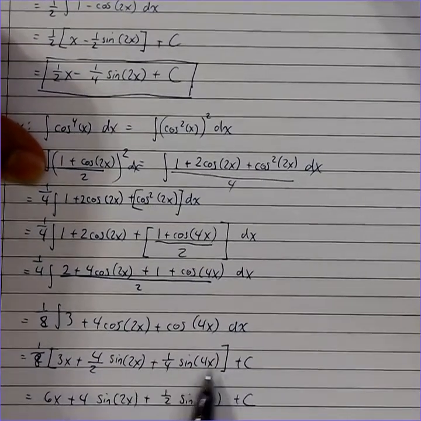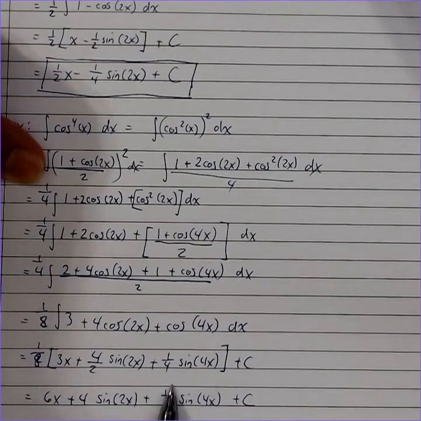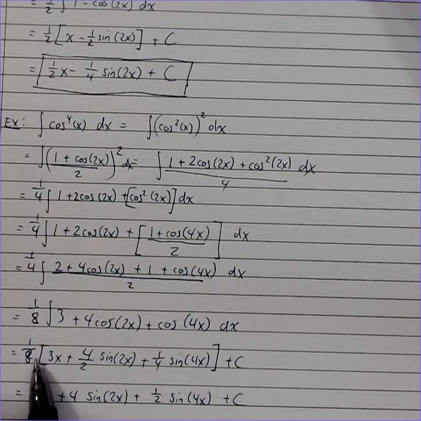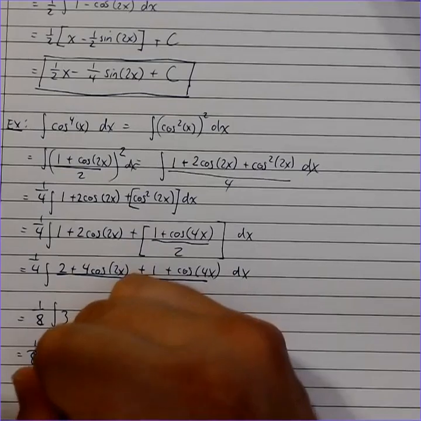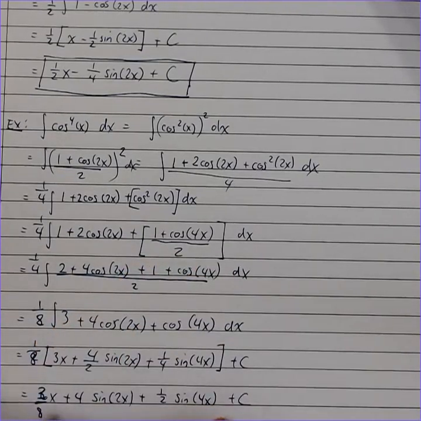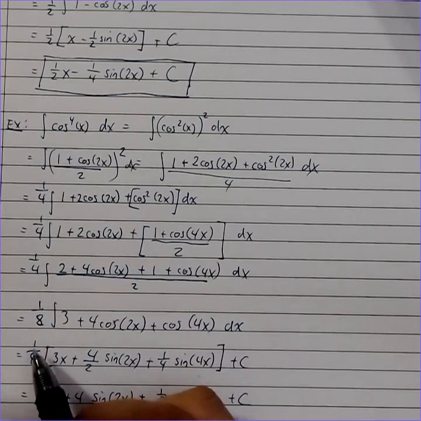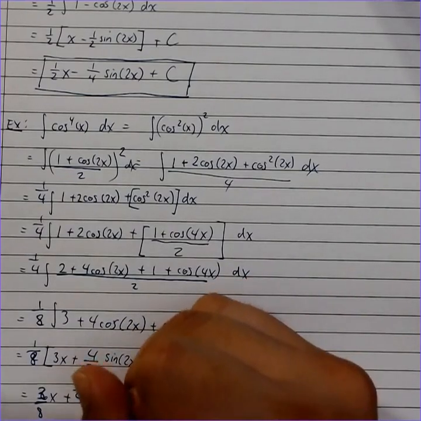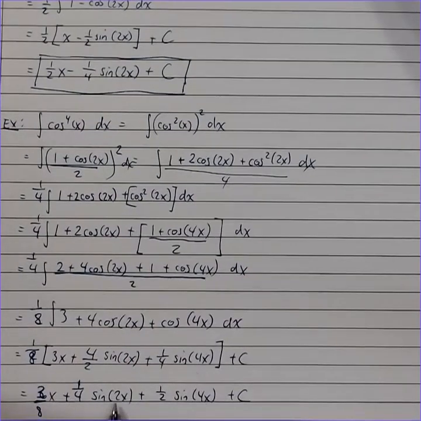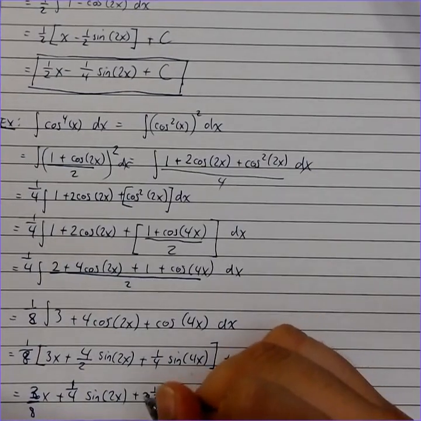All of the stuff in here remains exactly the same, but now when we distribute, that answer will be slightly different. The coefficients are going to be changed here. So 3 times 1/8, that's going to be 3/8. That's still x, just the coefficient changes. Same thing here, that's the same, just the coefficient changes. So that's going to be 4/2, that's 2. So 1/8 of 2, that's 2/8. I can reduce that to 1/4. So 3/8 x plus 1/4 sine of 2x. And then here we have 1/8 times 1/4. That's 1/32 sine of 4x plus a constant of integration.